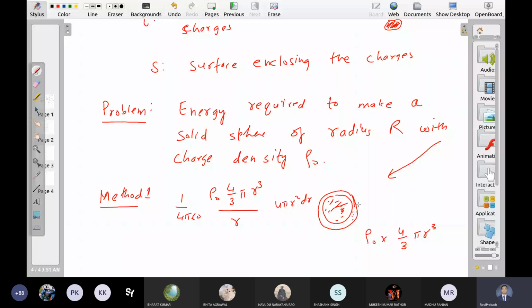ये पोटेंशियल है एग्जिस्टिंग चार्ज की वजह से, ये एक्स्ट्रा चार्ज है. This is the extra charge that you bring, right? This is the work done to increase radius from r to r plus dr. How much is the work done to increase radius from 0 to capital R? Right? This is method 1. Method 2.